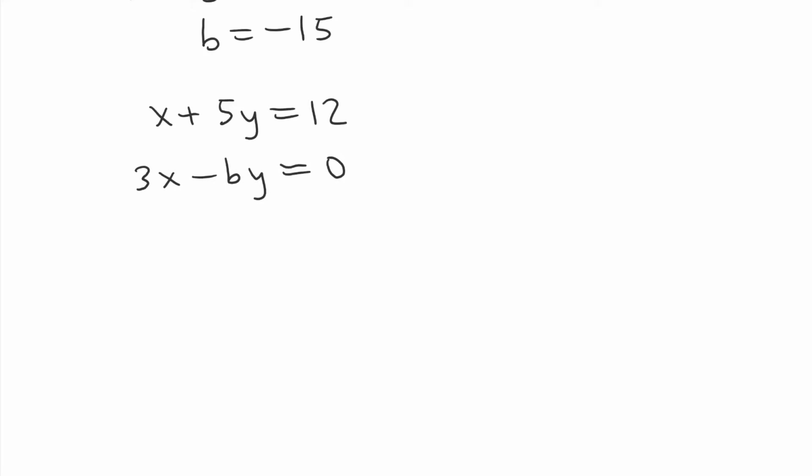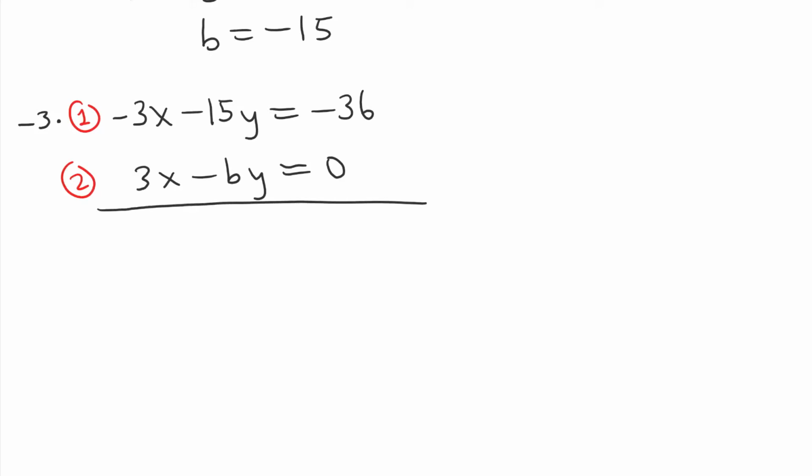So what I would do is I would take negative 3 times the first equation and add that to the second equation. That way I have a negative 3 here multiplied by negative 3. 5 times negative 3 is negative 15. And then negative 3 on the right-hand side, multiply by that, I get negative 36. And then when I add these two together, you can see the x terms cancel out. The negative 3 and the 3 cancel out.